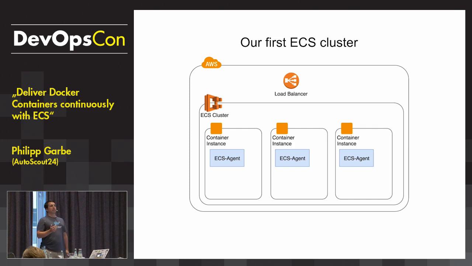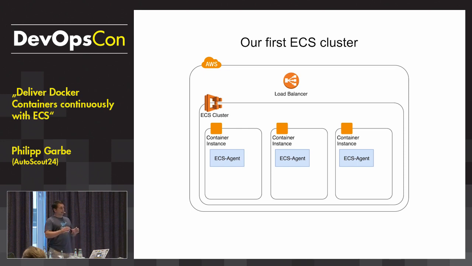Who of you worked with ECS already, or had a look at ECS? Okay. An ECS cluster is basically a set of container instances, and container instances are EC2 machines with special requirements. There's also an optimized AMI provided by AWS that should be used. You don't have to, but it's better. And the ECS agent runs on each of these container instances. It's also a Docker container.